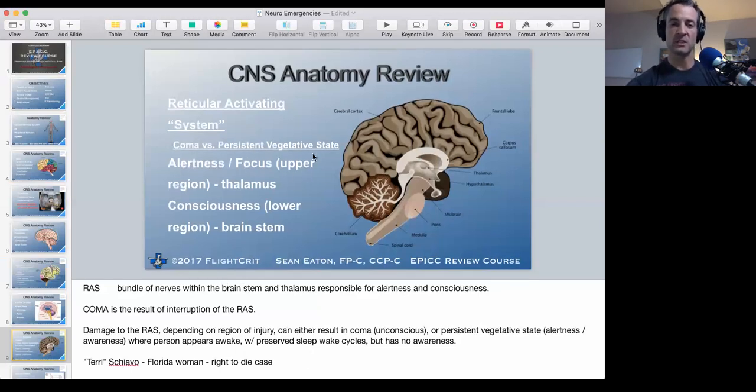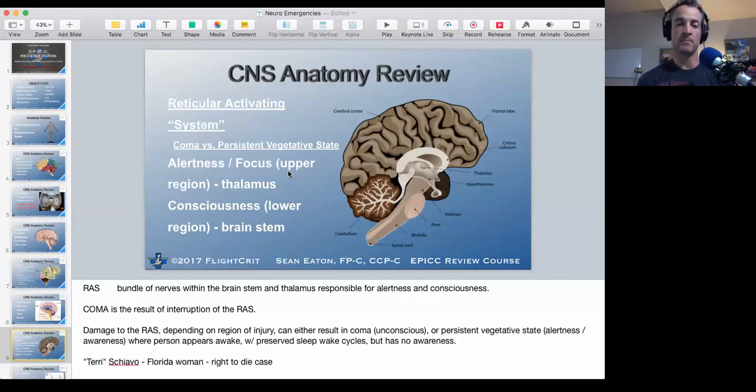Okay, so let's look at this. It's the upper region, which is primarily housed within the thalamus, that is responsible for the alertness and the focus. And then, of course, the brainstem we know is responsible for consciousness. So if somebody has damage to the thalamus, that's when you'll see this persistent vegetative state.